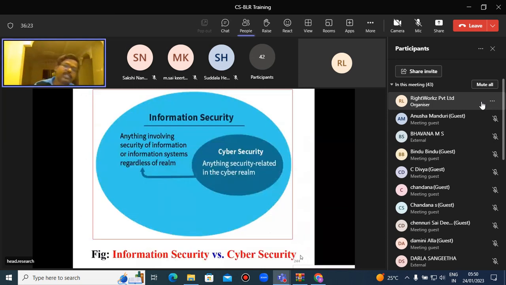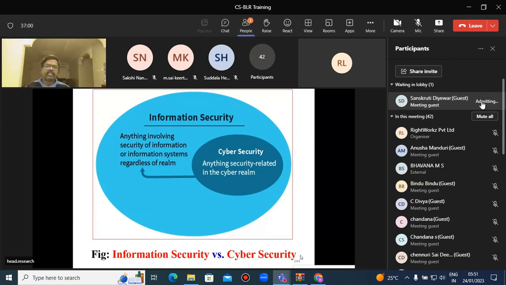Let's see the difference between information security and cyber security. Cyber security is anything security related in the cyber realm, whereas information security is anything involving security of information or information systems, regardless of realm. Information means processed data. Security means providing security for the data.